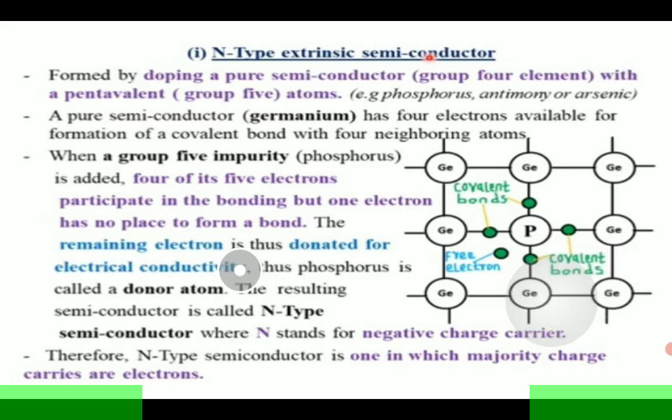The remaining electron is thus donated for electrical conductivity, and this makes the semiconductor negative. Hence, the N-type semiconductor is formed. Okay, so that's how you can get the 4 marks for a question that says, explain how an N-type extrinsic semiconductor is made. Okay, I hope you are good there on the formation of an N-type extrinsic semiconductor.